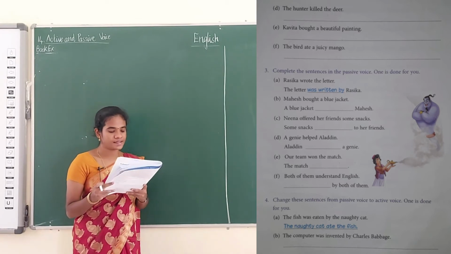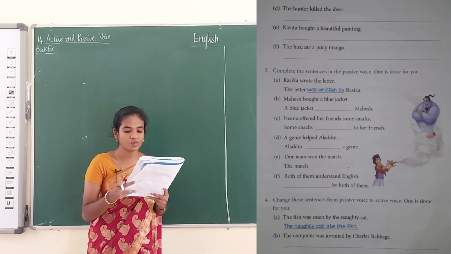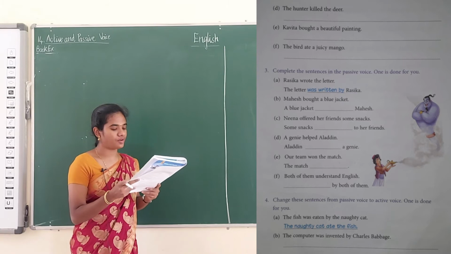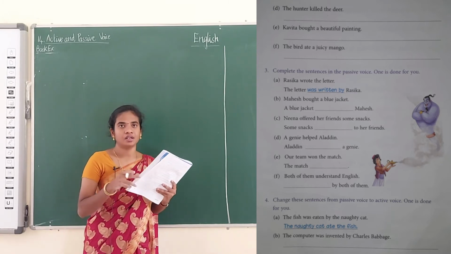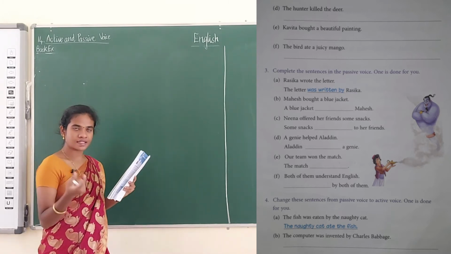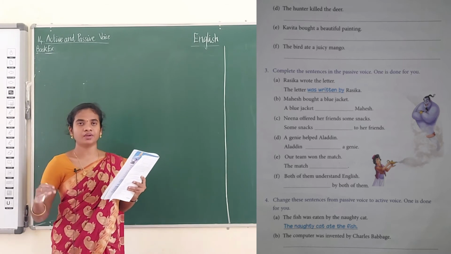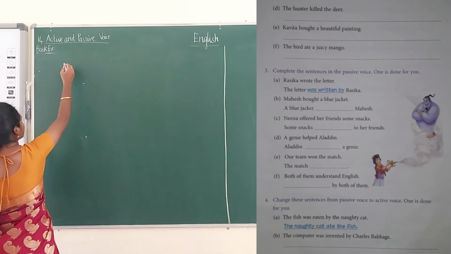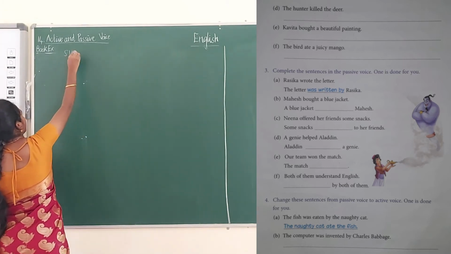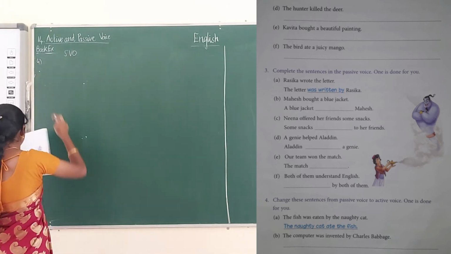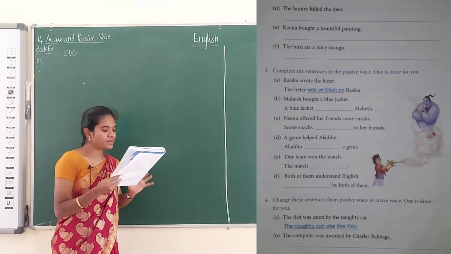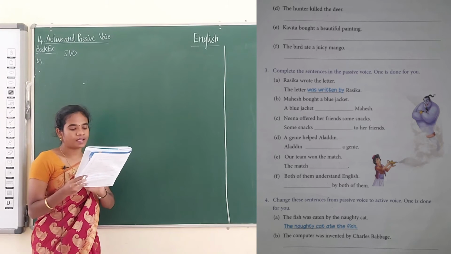The fourth exercise is change these sentences from passive voice to active voice. One is done for you. Okay, so you have to change into an active voice. The question is in the passive voice, so I have to write down the active voice. What is the structure for active voice? That is SVO, right? So we can do this exercise. One example is given. See here, the fish was eaten by the naughty cat.